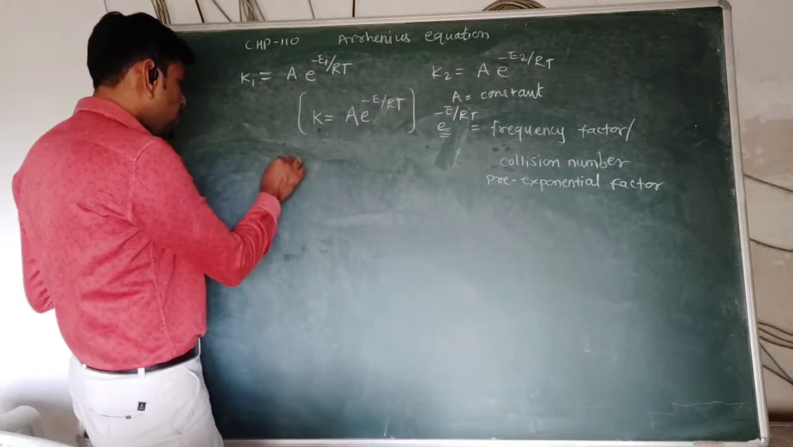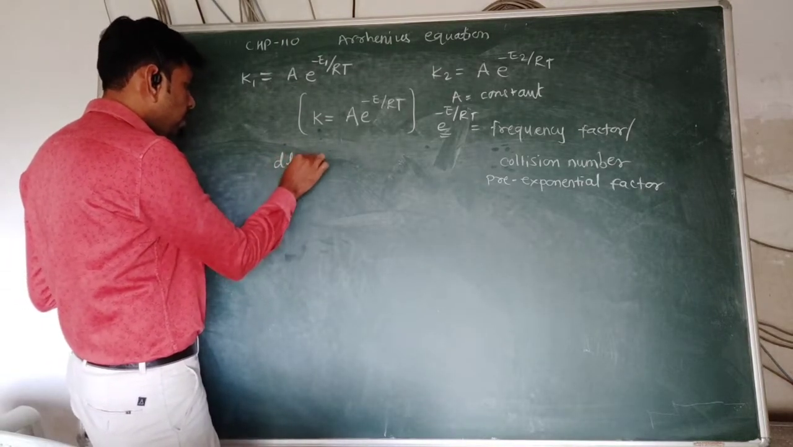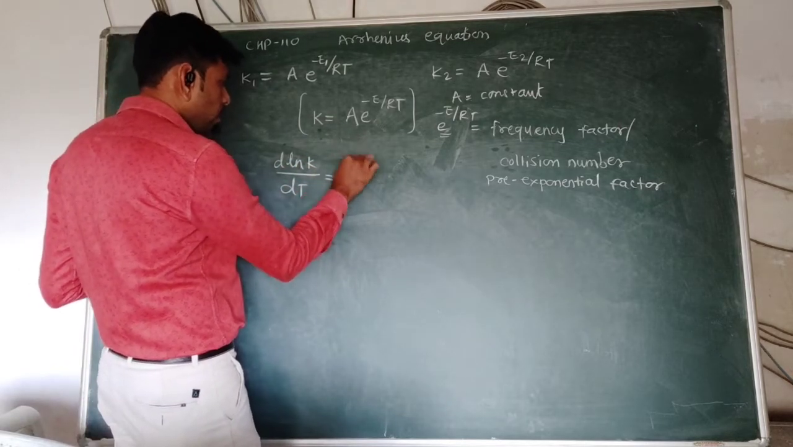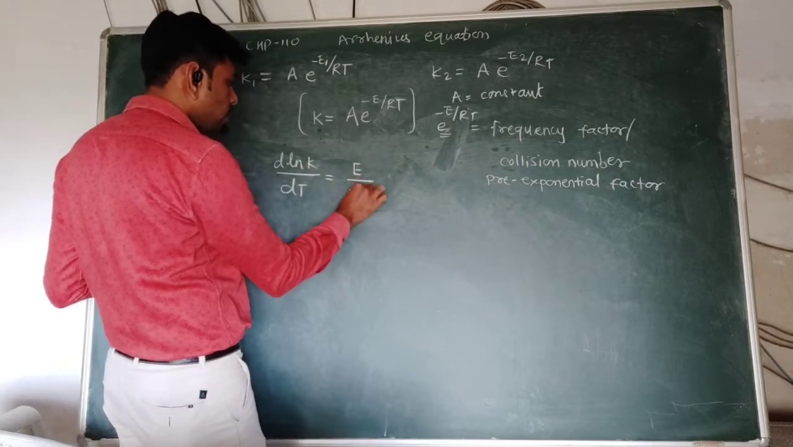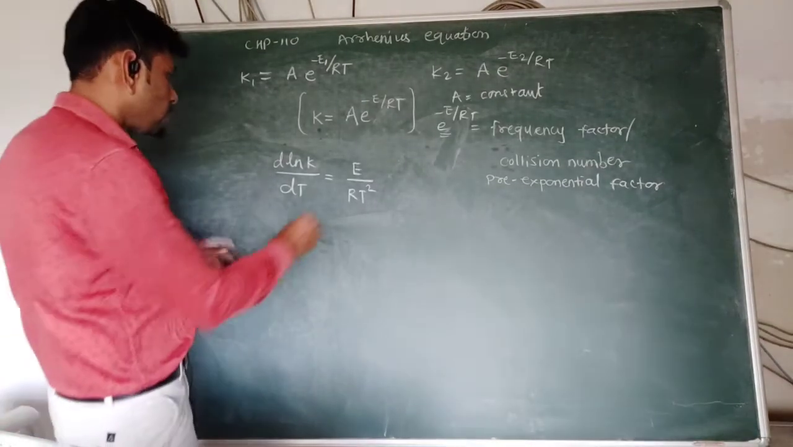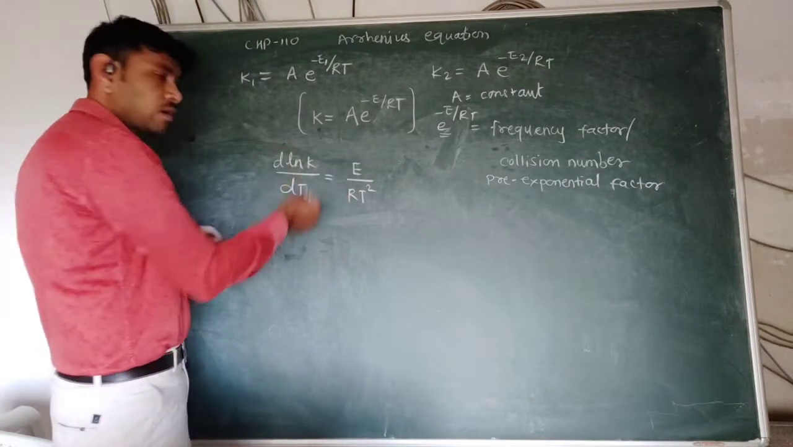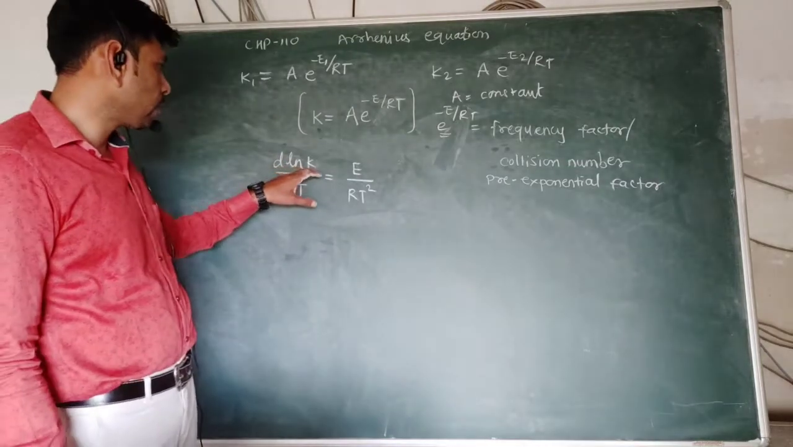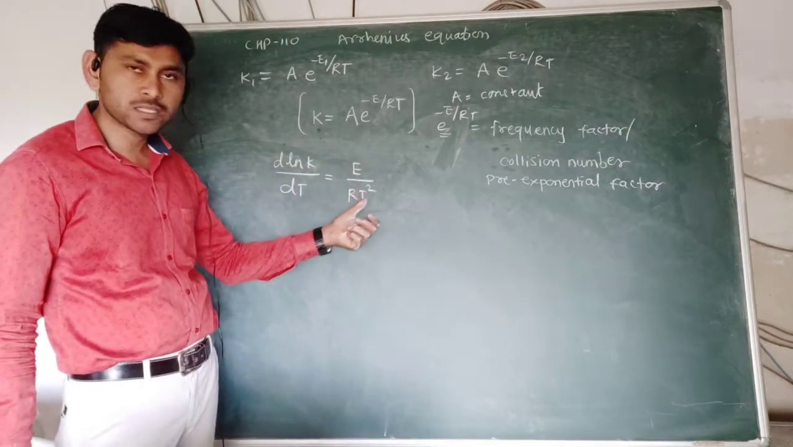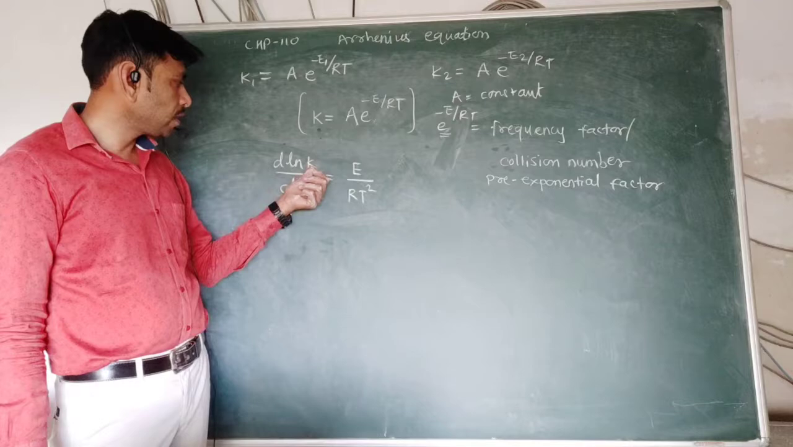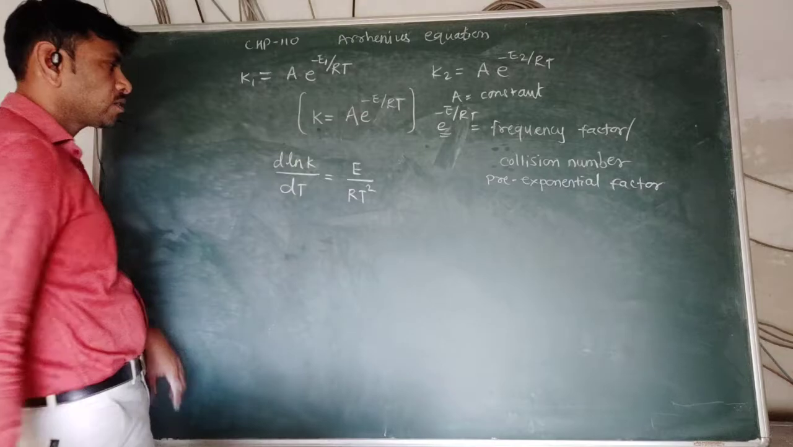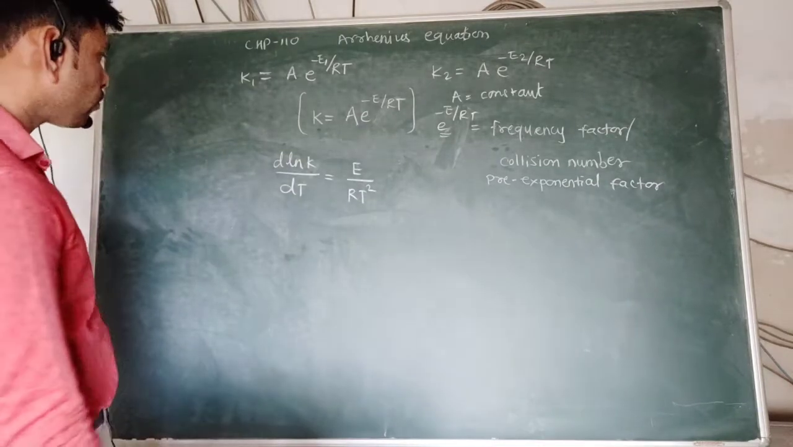Sometimes another form is the equation d ln k by dT equal to E upon RT square, in general form. So for k1, for the first reactant, we can write d ln k1 upon dT equal to E1 upon RT square. For k2, d ln k2 upon dT equal to E2 upon RT square. But in general, we can write d ln k upon dT equal to E upon RT square.